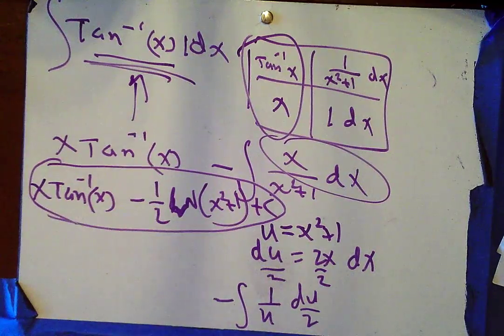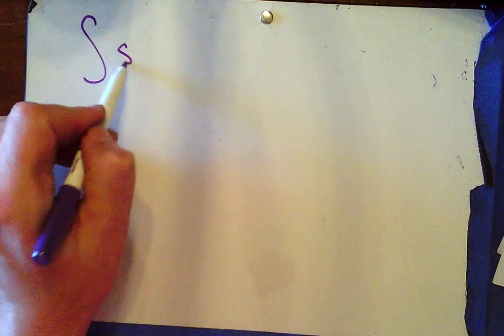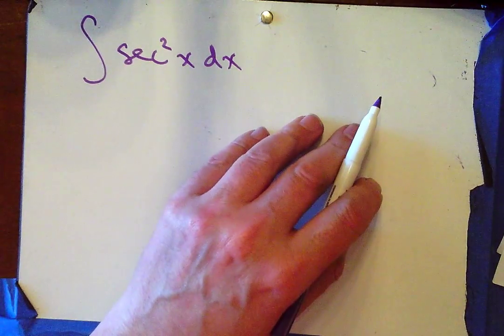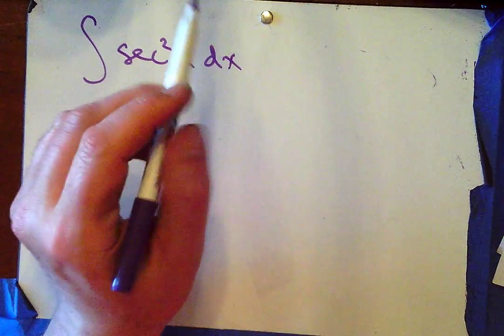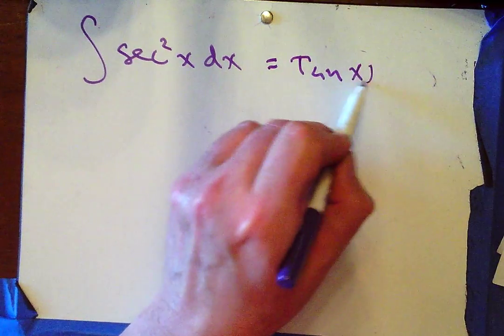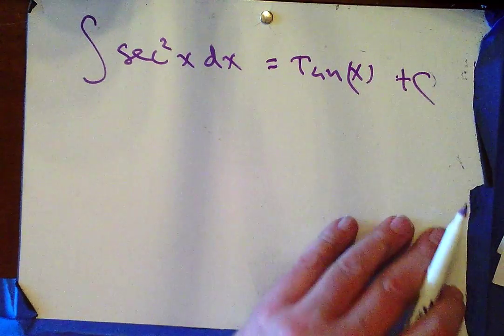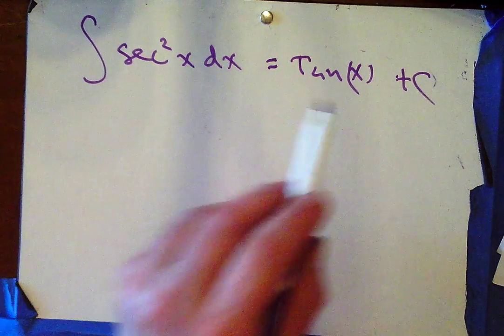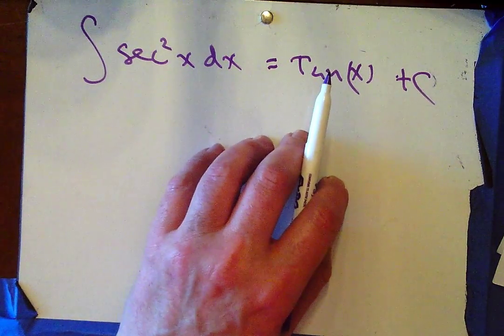All right, what's next? Well, how about this one? Integral of secant squared x dx. I know that was really easy. 5, 4, 3, 2, 1. Tangent x plus c. What's the derivative of tangent? Oh, secant squared. This was one of those ones I'm supposed to recognize.